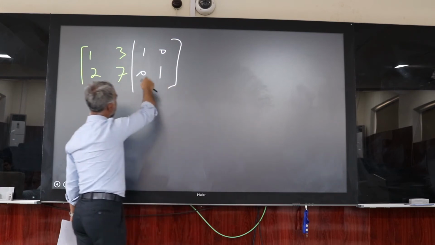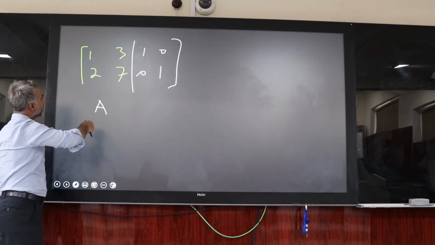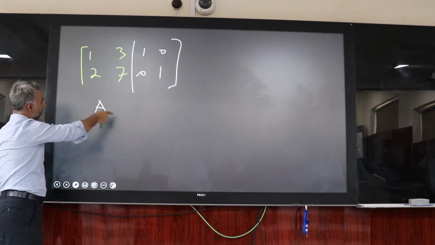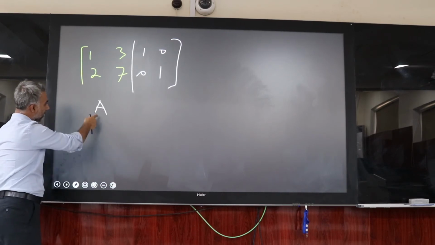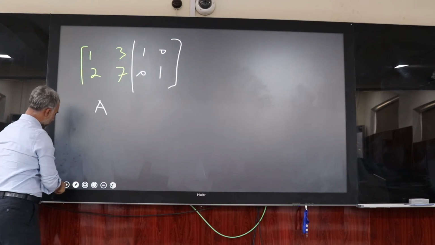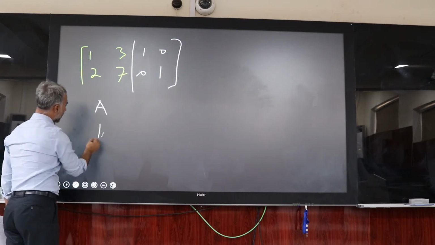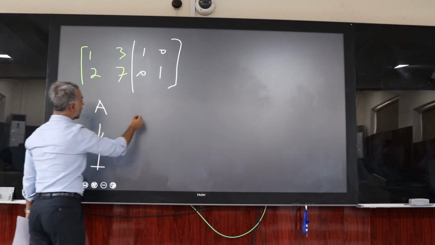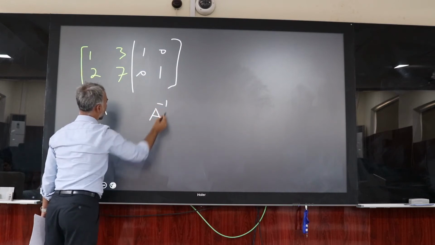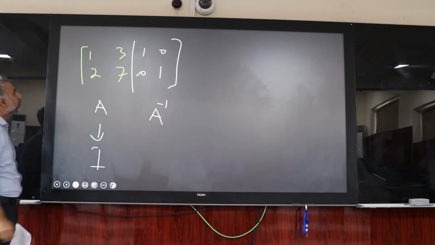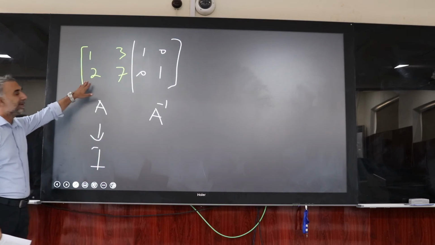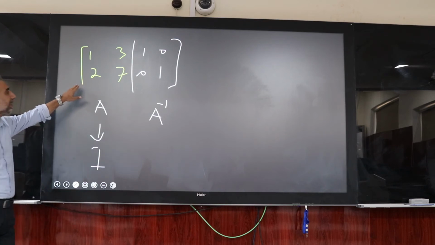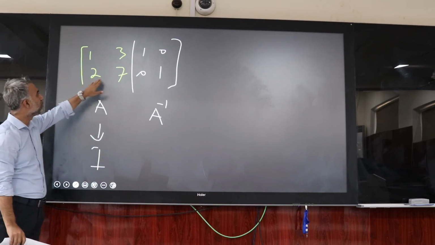I just placed here an identity matrix, and I want to replace these values, and I will transform this into identity, and this will become our A inverse. So for this, I need to apply the row elimination method. I will transform this 2 into 0.